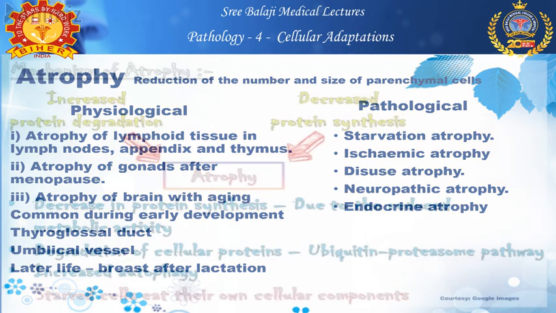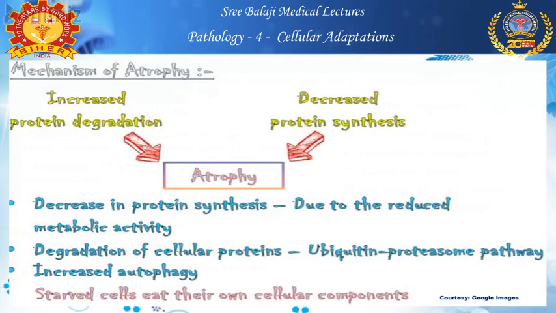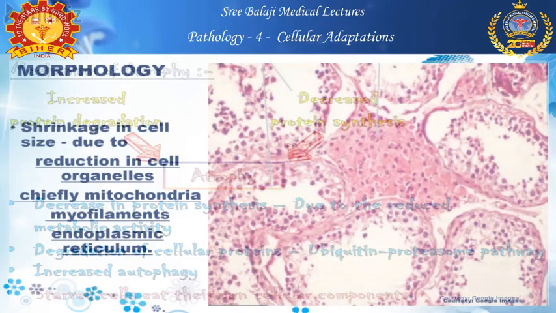Moving on to the mechanism of atrophy. The major mechanism of atrophy is either increased protein degradation or decreased protein synthesis. Decreased protein synthesis is basically due to reduced metabolic activity, and the degradation of cellular proteins is because of the ubiquitin-proteasome pathway. There is also increased autophagy. What is autophagy? It is the starving cells eating their own cellular components for survival.